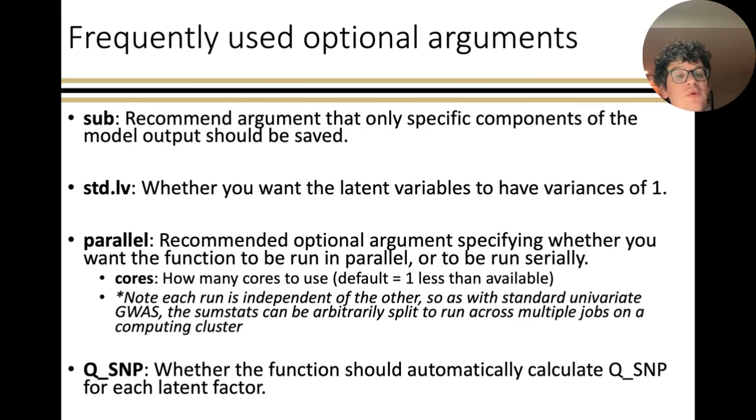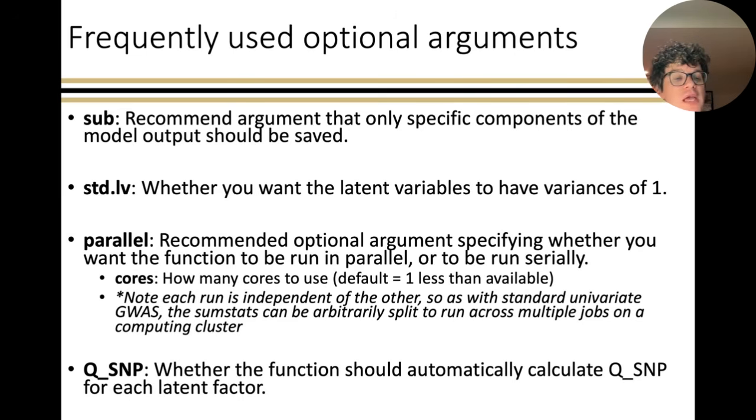And a note related to that point of submitting multiple jobs is that each run of userGWAS is independent of the other. So you might have millions of SNPs from some stats. You can split that any way you want across jobs. It's not going to change the output for each individual SNP.